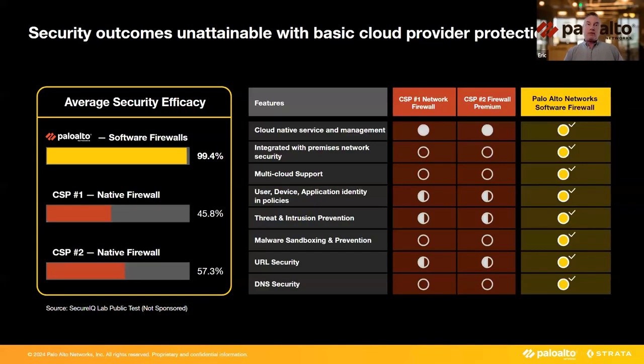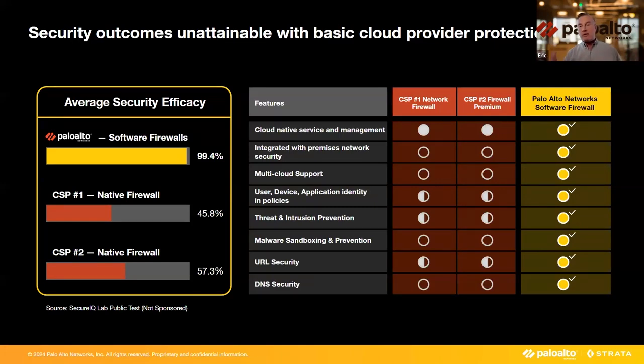Now, we get a lot of questions around why wouldn't I just use a native firewall from AWS or Azure? Just so it doesn't look like I'm picking on Azure or AWS, they're, first of all, a very important business partner for us. We're their customer, they're our customer. We are huge business partners with all cloud providers.